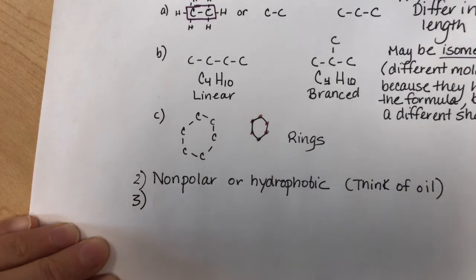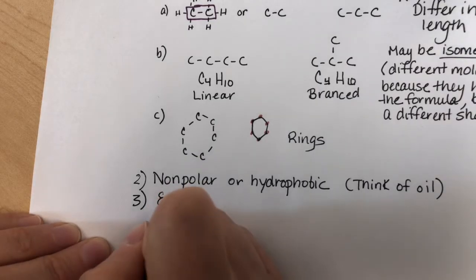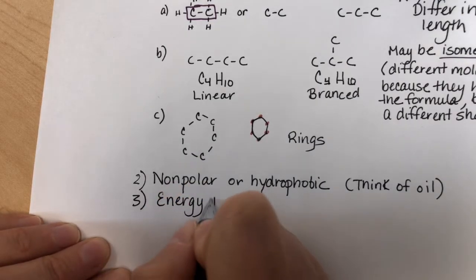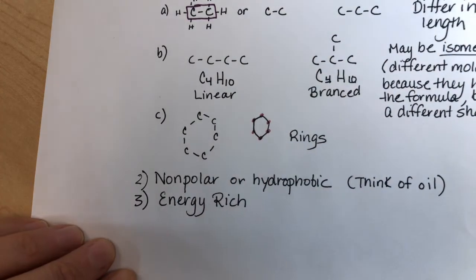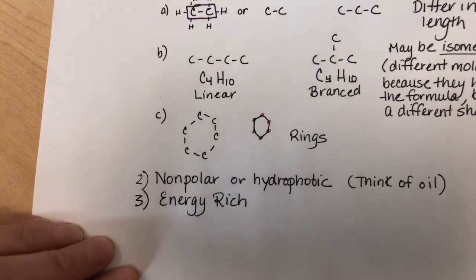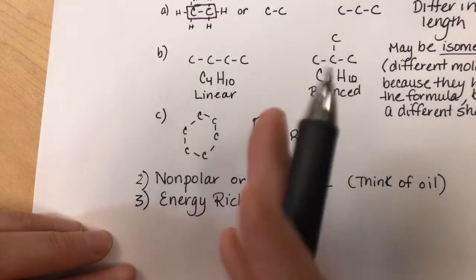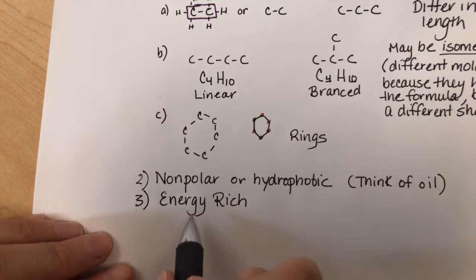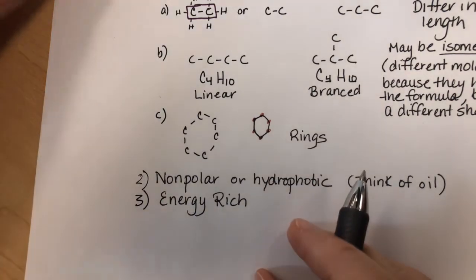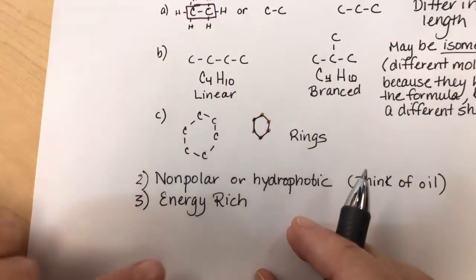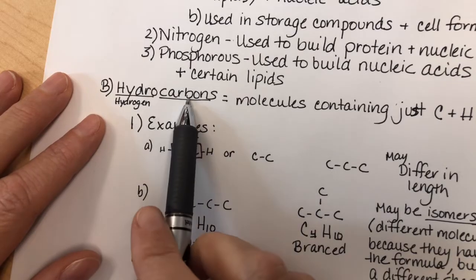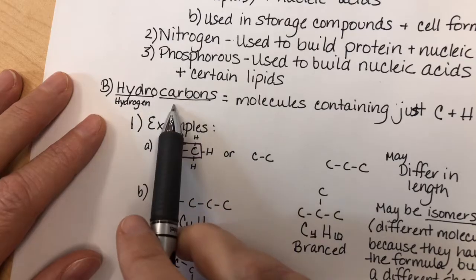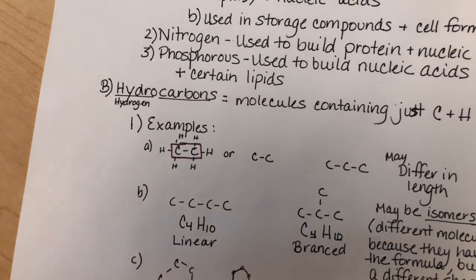All right, and the last thing that we're going to write about hydrocarbons is that they're energy rich, meaning that the bonds in that molecule have lots of energy, and when you break those bonds, you can get lots of energy from that. Okay? All right, so those are your hydrocarbons. Now most of our molecules in our cells are not hydrocarbons. They might have carbon and hydrogen, but they have other atoms attached.